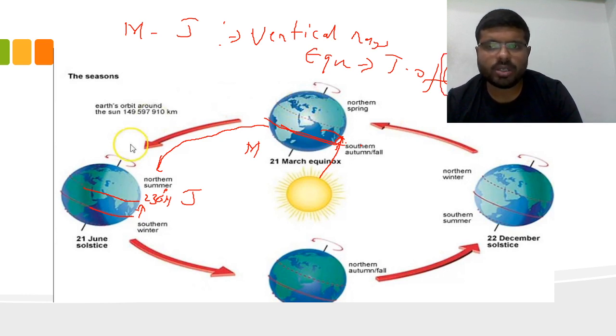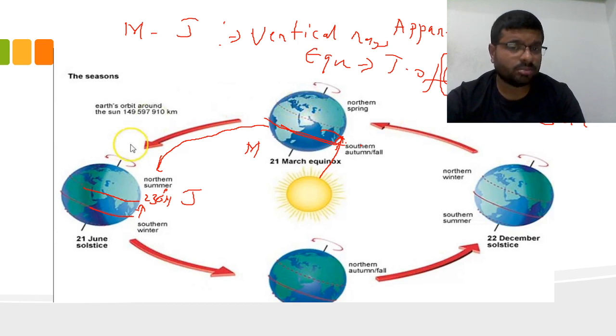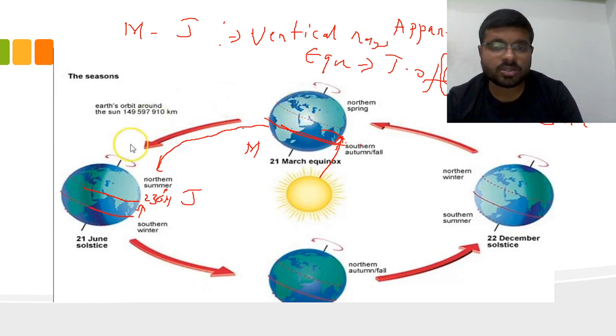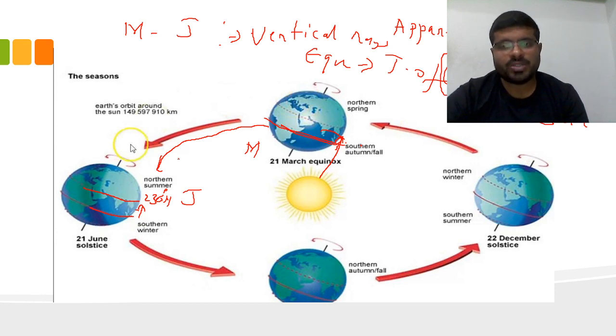What do you call this in geographical language? Apparent movement of the sun. Do you think the sun is really moving? No. The sun is constant, but the earth is moving as it is revolving. It is moving from this point to this point, and because of the tilt it has, you are finding this seasonal variation. That's why it is called the apparent movement of the sun. Apparent means it looks like it, but not perhaps so.